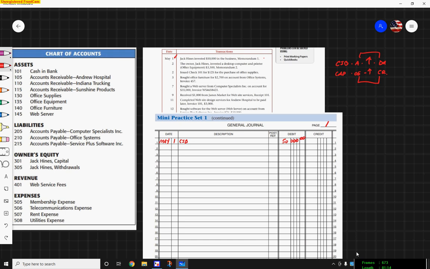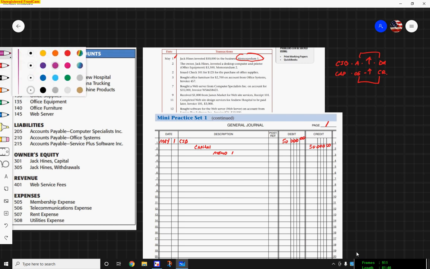The credit was going to be the capital. And the amount was a credit for $50,000. The source document cited is memo number 1. Next transaction, and maybe we should mix the colors up a little bit to try and keep it a little more organized. The next transaction was on May 2nd.